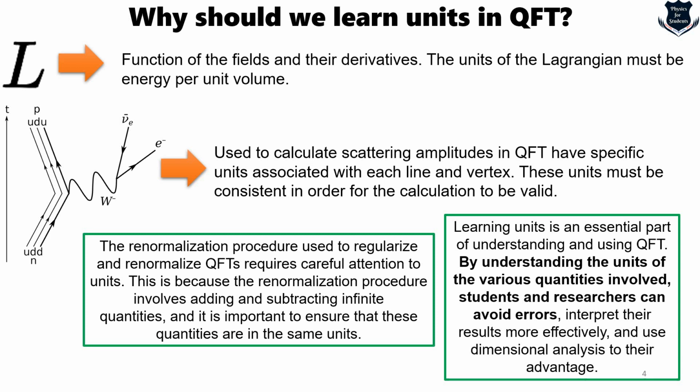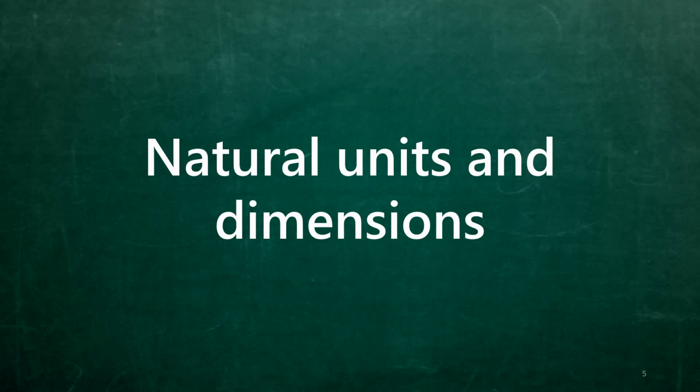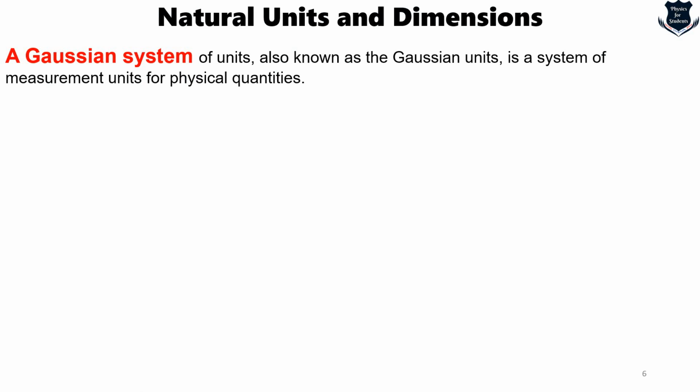Now we have set the background and the context for why we should learn units in quantum field theory. Next, what comes are the natural units and dimensions. Let us look into the next part of the video. I will just give you a very brief and short understanding of the different natural units. Why? Because these units are important, and we will see how they are related to quantum field theory. So first, let us see what a Gaussian system is.